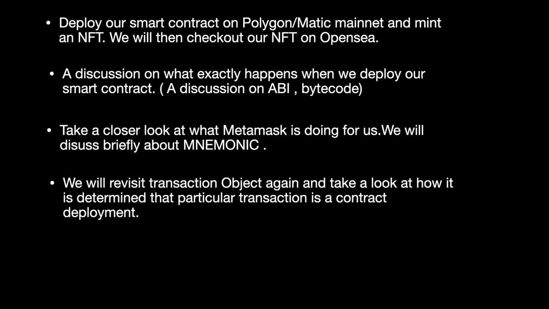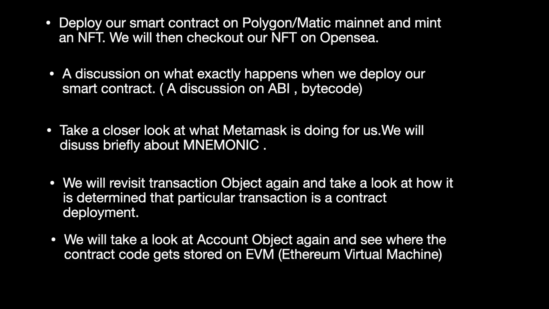Now we will revisit the transaction object and take a look at how it is determined that a particular transaction is a contract deployment. So how we verify whether this transaction is going to create a contract versus a regular transaction between two valid addresses. Then we will take a look at the account object again and see where the contract code gets stored on EVM. We'll see what fields are available in an account object and where exactly our deployed smart contract's code gets stored on EVM.